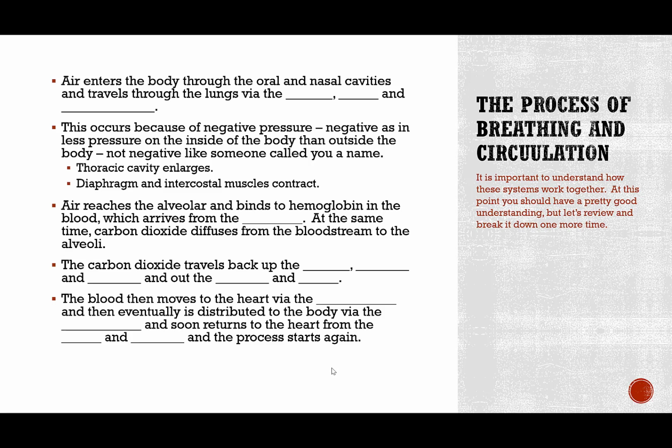Now, once we have that oxygenated blood, it moves to the heart via what? How does it get back to the heart? What's the name? 2 words, right? And then eventually it's distributed to the body through what? Once it goes through the heart, where does the heart send it? To what part of the body? What hose, right? And then eventually it goes through the body and it returns back to the heart through 2 things. One for the upper extremities, one for the lower. All right, so you need to know all this. You should be able to fill all this in. But once you do this, you know the process of breathing and circulation.